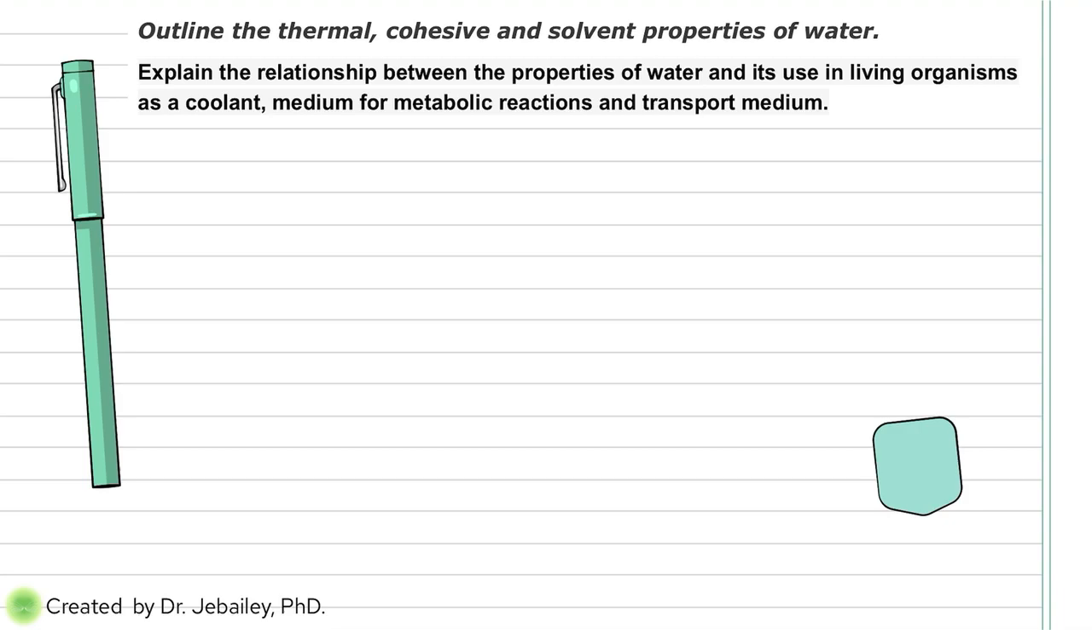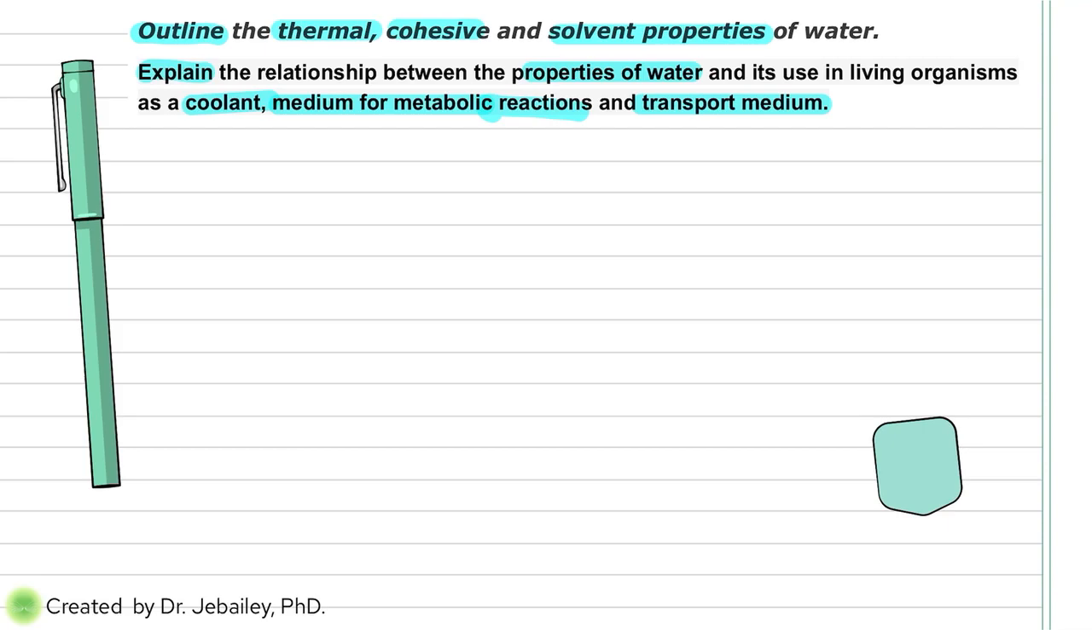So here you see two questions. One is showing the outline and the other one is showing the explain, but they're both asking for the same kind of content. So for the first one, it says thermal, cohesive, and solvent properties of water. On the second one, it says explain the relationship between the properties of water, which you can see, and it's used in living organisms as a coolant, medium of metabolic reactions, and transport mediums.